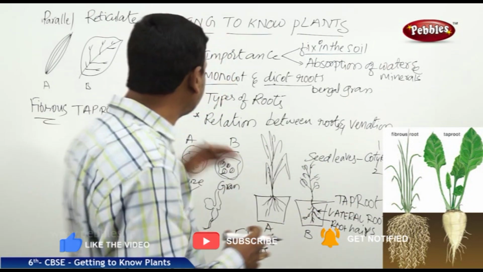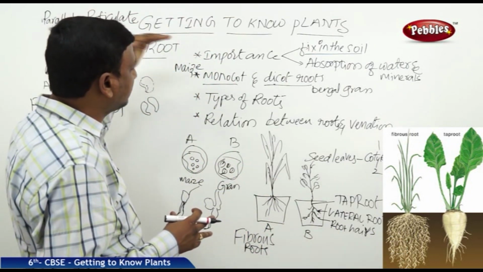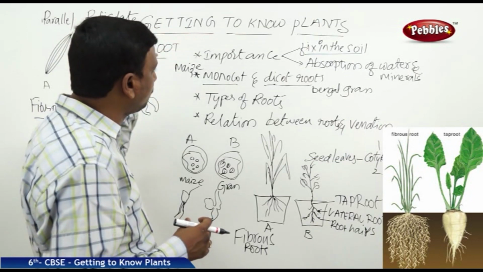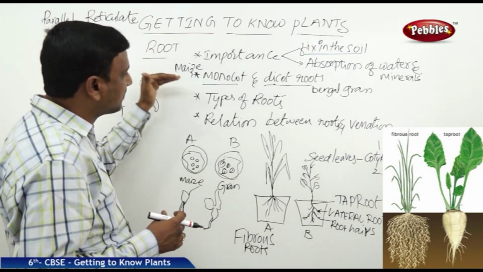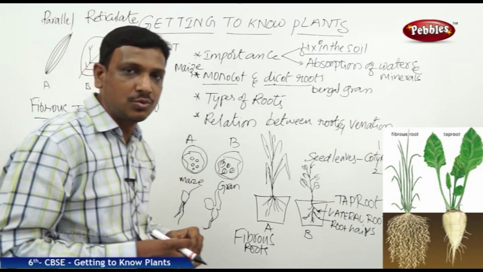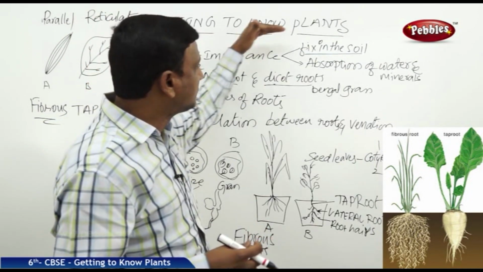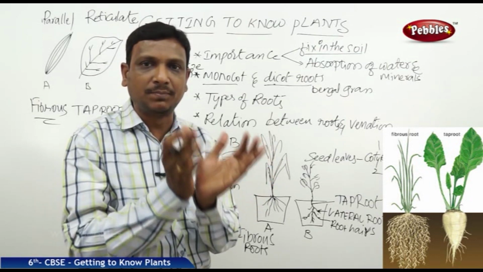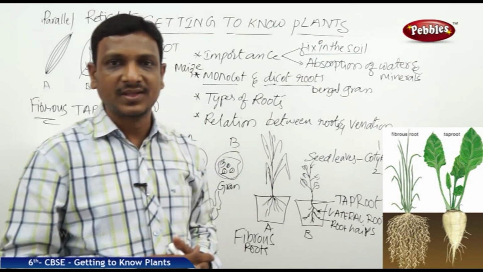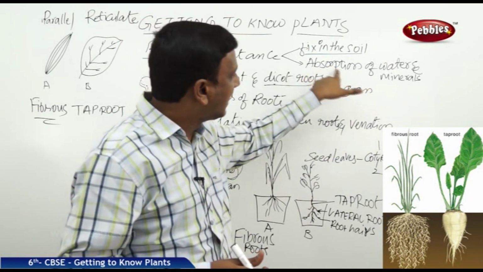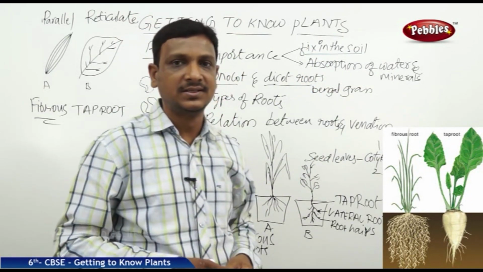Now we realized the importance. So here three things we have studied about the root in this particular lesson, that is the importance of root, types of roots, and relation between roots and venation. Okay, so in the importance, we have seen that the root helps the plant to fix in the soil. That is one function. The second function is it helps in the absorption of water and minerals.